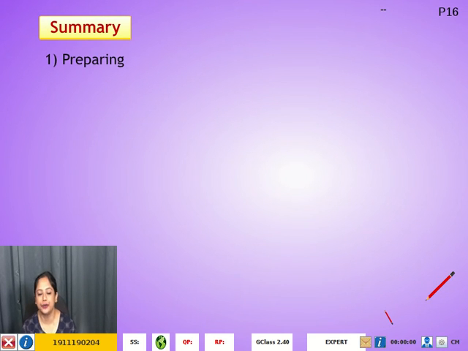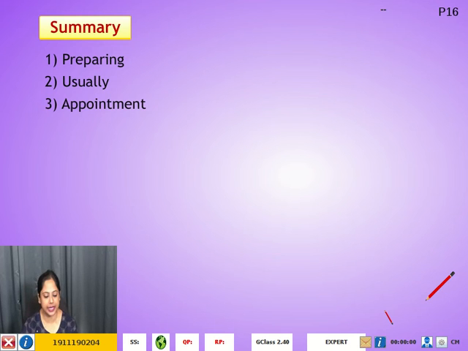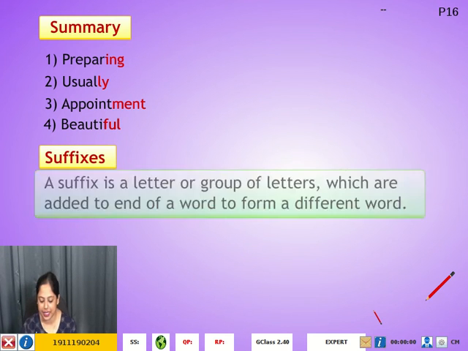So what did we learn today about suffixes? See the word preparing. How do we get the word preparing? By adding the suffix ing with the word prepare. Usually. Appointment. Which is the suffix here? Ing. Usually, appointment. All these are suffixes. Similarly, beautiful, ful, ing, ly, ment. These are called suffixes.